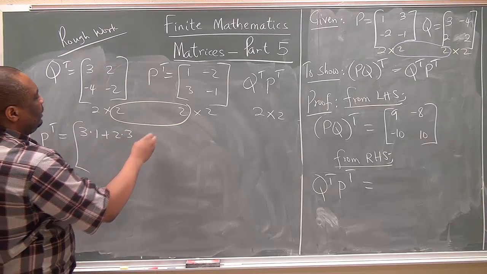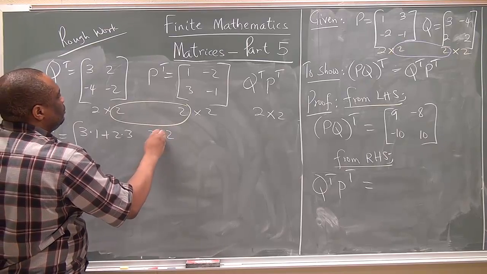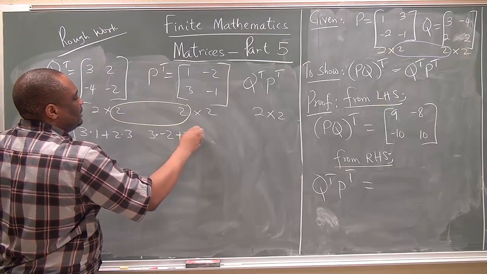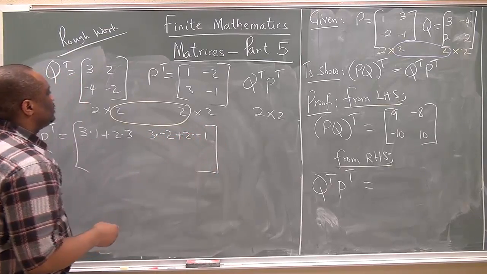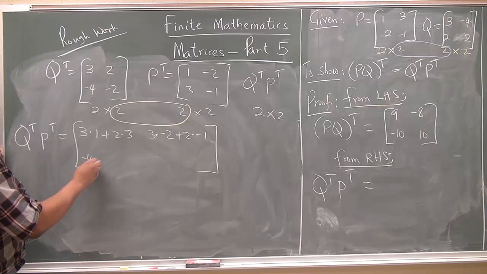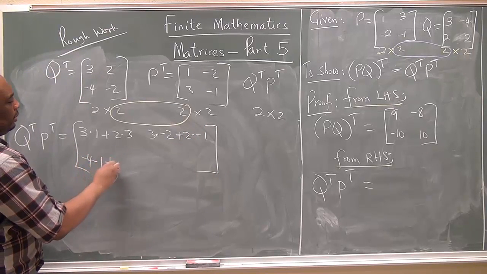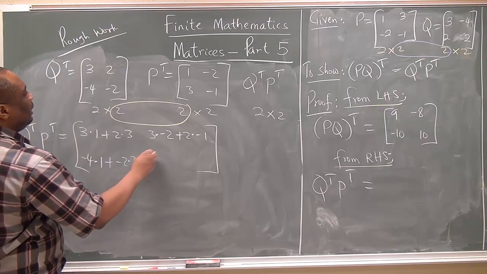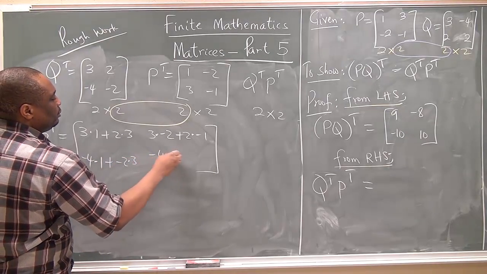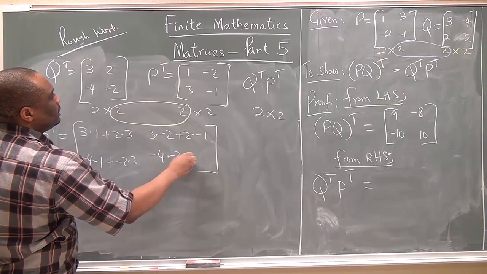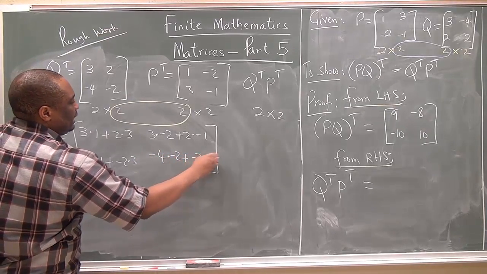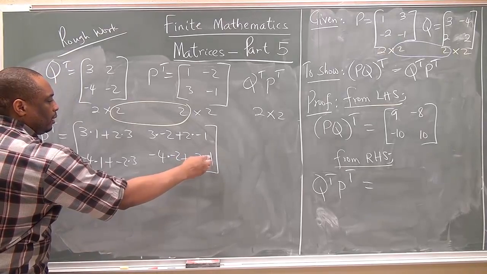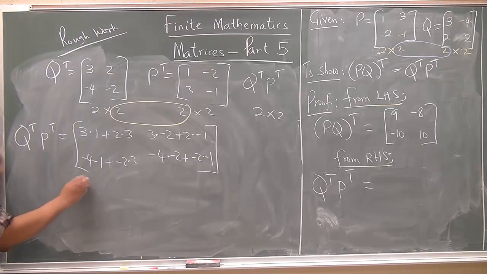3 times 1 plus 2 times 3. Take a break. 3 times -2 plus 2 times -1. Close. Then -4 times 1 plus -2 times 3. Take a break. -4 times -2 plus -2 times -1. Close. All right, so this will be what now?